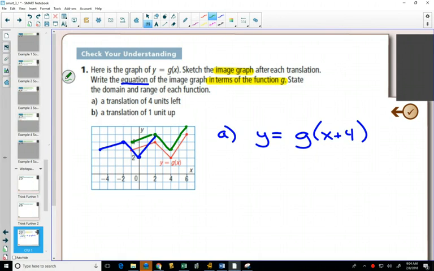And writing that equation in terms of the function g, well, up and down would be outside of the function. So here's my function, outside of it, plus 1.